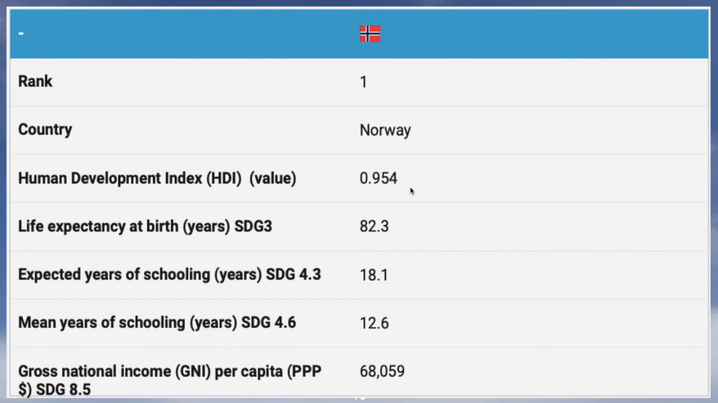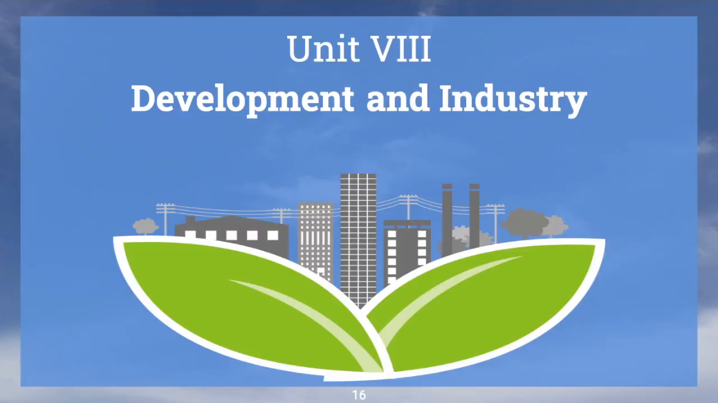But does that necessarily mean Norway is the best country in the world to live? No. It depends on who you are, and it depends on which of those indicators, both economic and social, are most important to you. So we're going to continue to explore all these different indicators of development throughout Unit 8, but we'll continue that tomorrow.